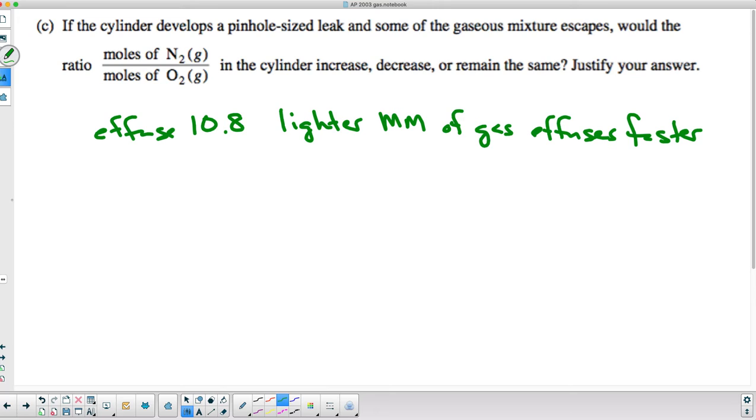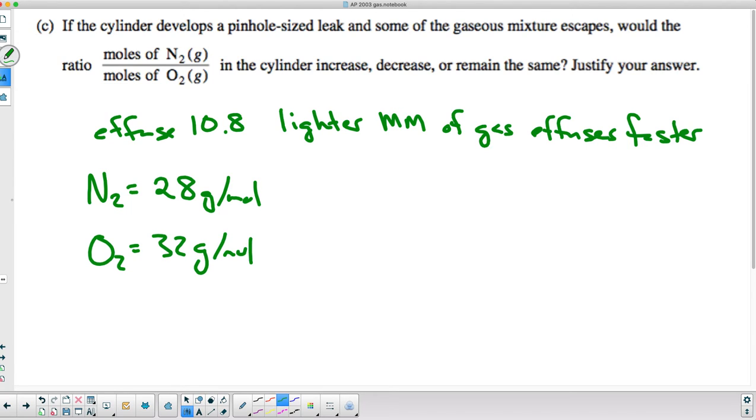We can go through the whole root mean squared and all kinds of calculus and math, but what we need to know is that hydrogen gas is the lightest and effuses the quickest because it's only 2 grams per mole. I know that from looking at the periodic table. If I take a look at nitrogen gas, it is 28 grams per mole. And I know that oxygen gas is 32 grams per mole because I take the 14 times 2 for nitrogen and the 16 times 2 for oxygen.